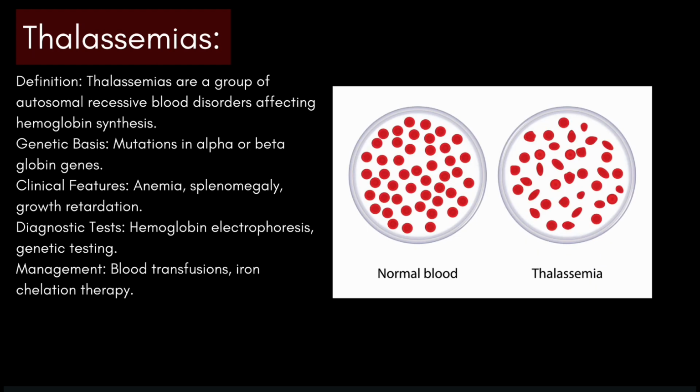Moving on. Next, we have Thalassemias. Thalassemias are a group of autosomal recessive blood disorders affecting hemoglobin synthesis. The primary genetic basis for thalassemias include mutations in alpha or beta globin genes. Some clinical features of thalassemias include anemia, splenomegaly, and growth retardation. Diagnostic tests for thalassemias include hemoglobin electrophoresis and genetic testing. Thalassemias are managed through blood transfusions and iron chelation therapy.